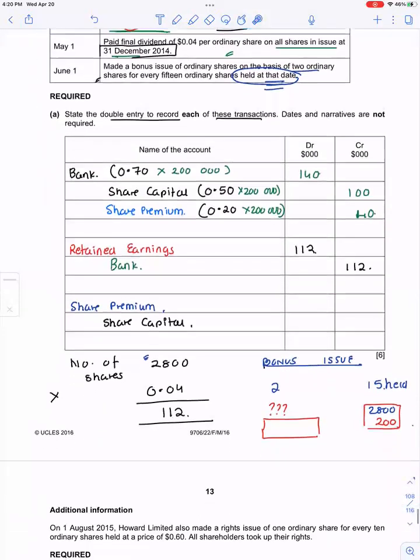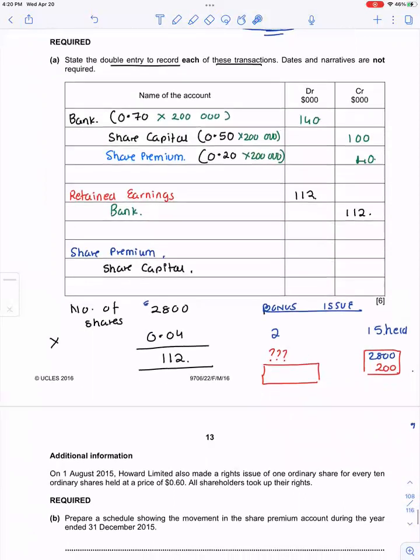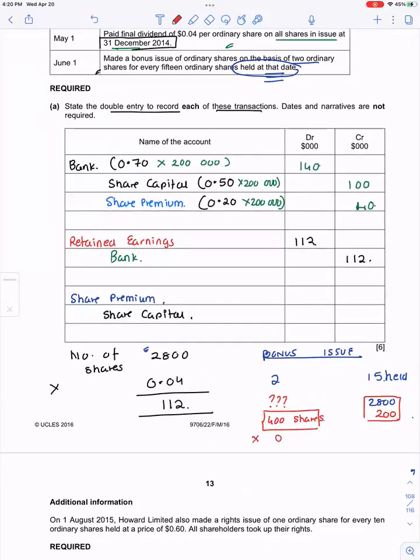Okay. So what is the number of shares for your bonus issue? 3,000 into 2 divided by 15. So what is your 2 divided by 15? 400 shares. Into face value, how much? 0.50. 200. So bonus issue will be for 200.